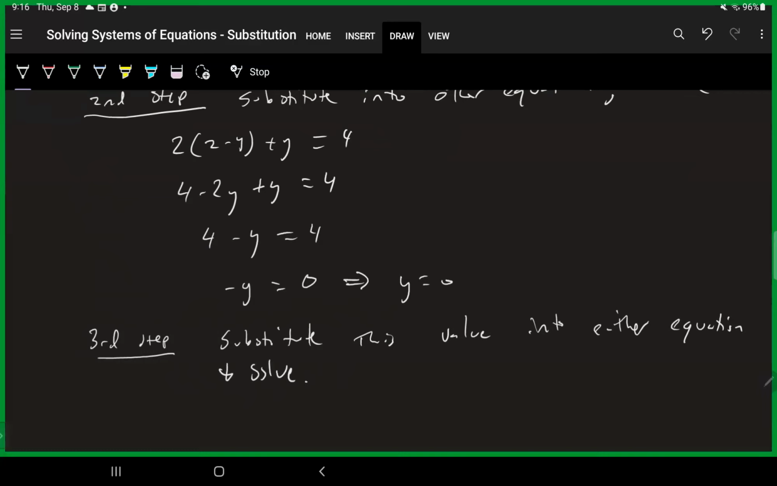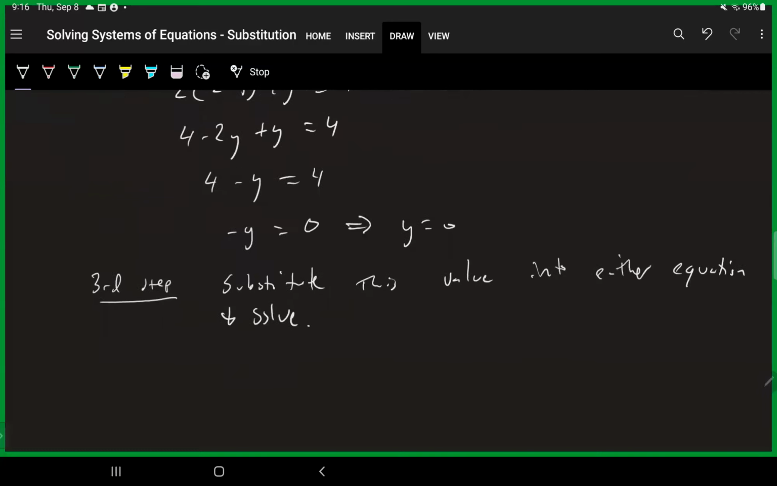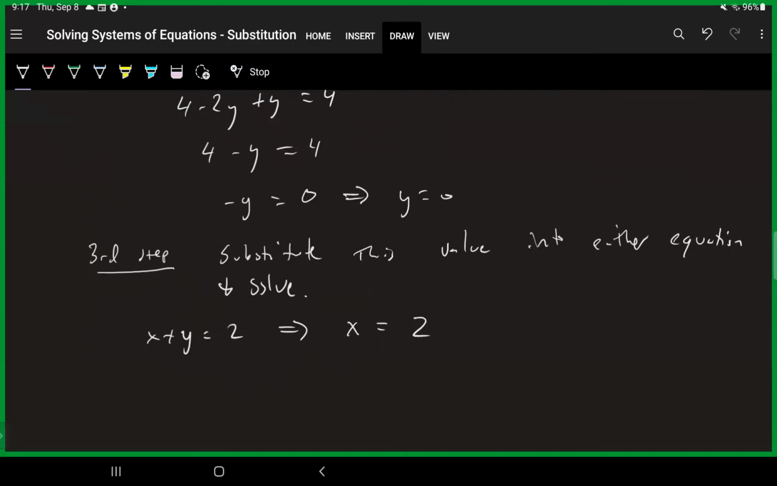We're going to plug that value that we got into either equation, and it doesn't matter which one at this point. You can use either equation. We're going to get x equals 2. And if you recall, we have a point of y of 0 and x of 2.